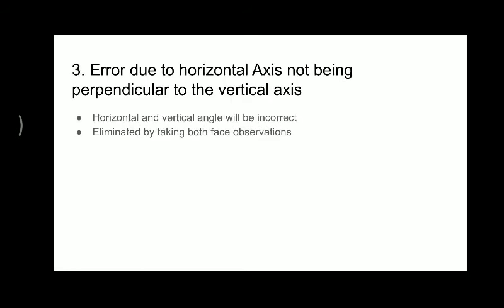Next one is the error due to the horizontal axis not being perpendicular to the vertical axis. In this case, both horizontal and vertical angle will be incorrect. This error can be eliminated by taking both face observations.